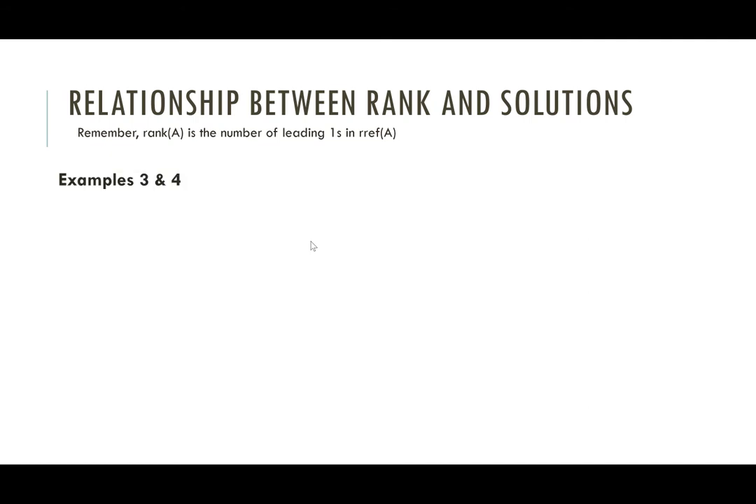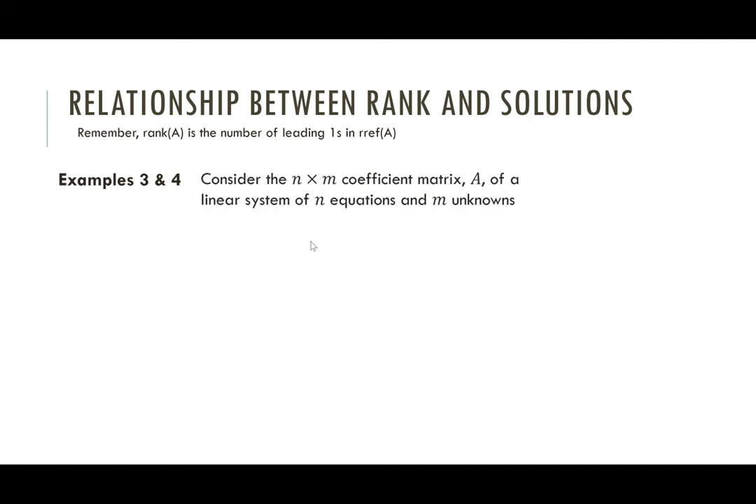Your book actually breaks this theorem up into examples 3 and 4, but it really is a theorem. It starts by saying, consider the n by m coefficient matrix A of a system of n equations and m unknowns. First, convince yourself that a system with n equations and m unknowns really does have an n by m coefficient matrix. The number of equations should correspond to the number of rows, and the number of unknowns should be the number of columns in the coefficient matrix. So make sure you believe that. And I'll just write a general n by m matrix here.